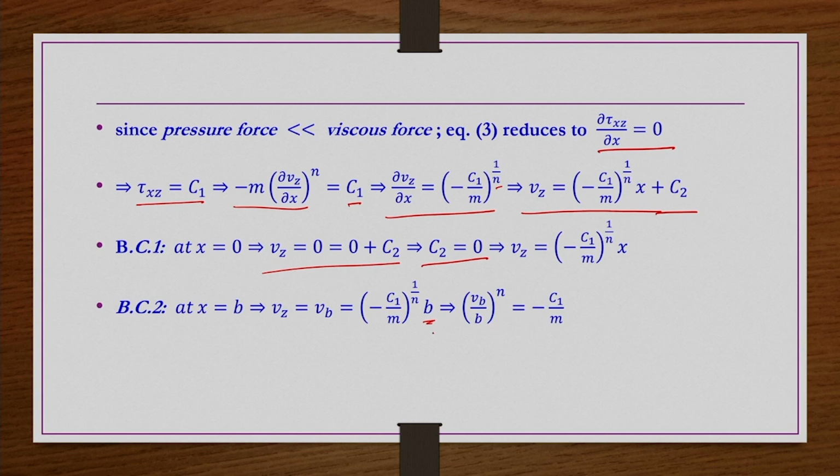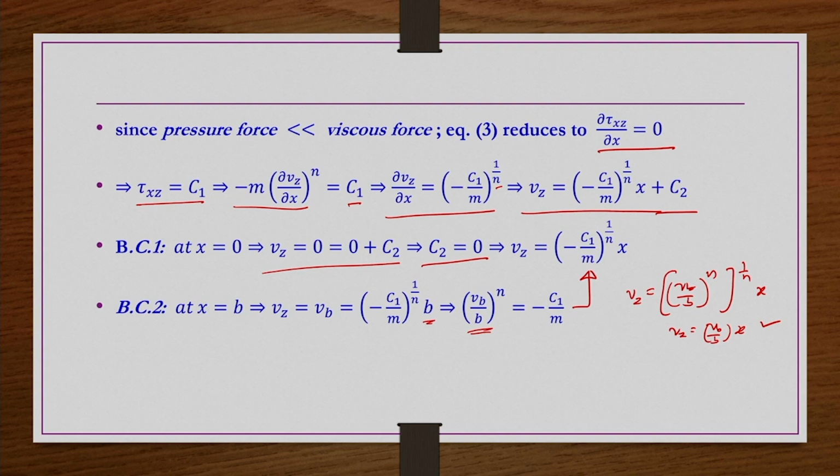So, now you can rearrange this as C1 minus C1 by m, which is nothing but (Vb by b) whole power n. So, in place of minus C1 by m, you write (Vb by b) whole power n, and then this whole power 1 by n is there, times x. So, Vz is equal to Vb by b times x. Here also you are getting a linear profile, and the profile is exactly the same as in the case of a Newtonian fluid.